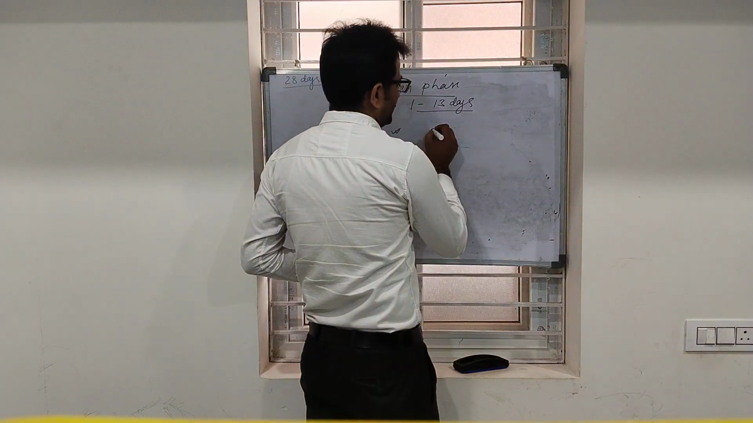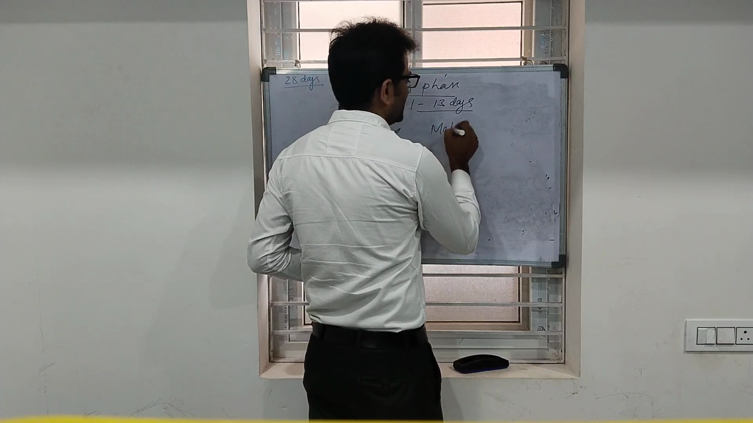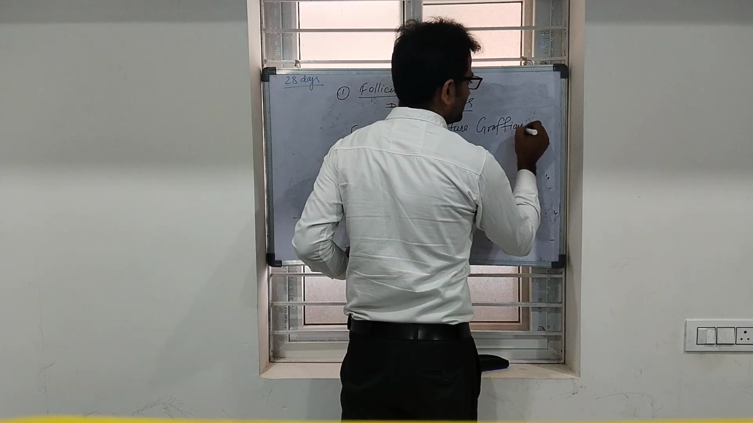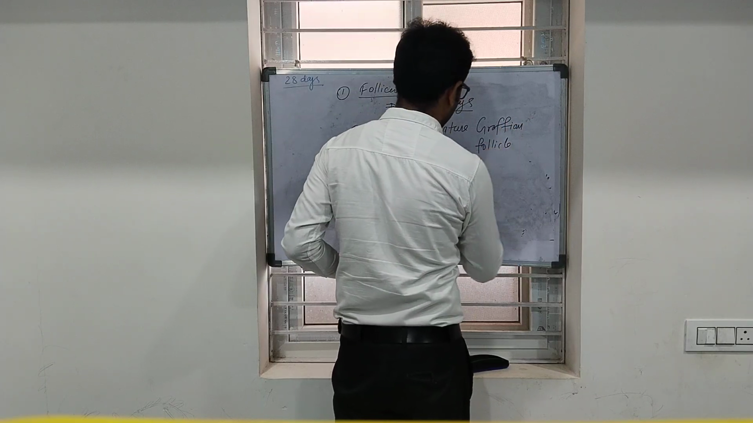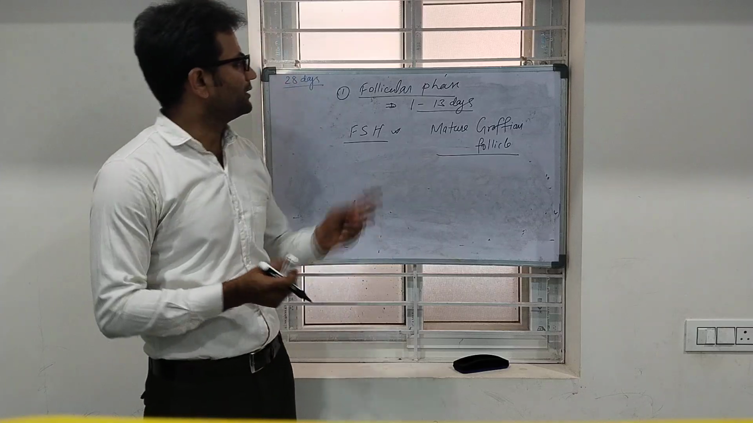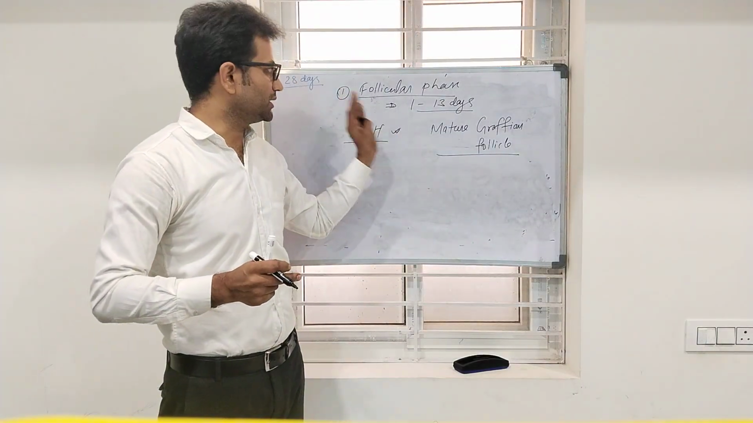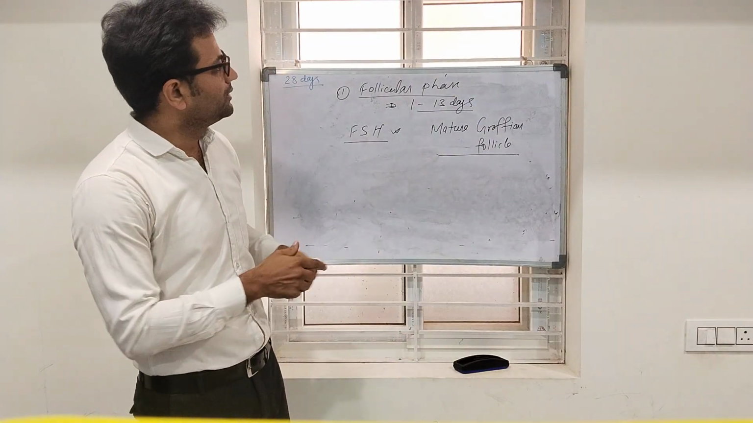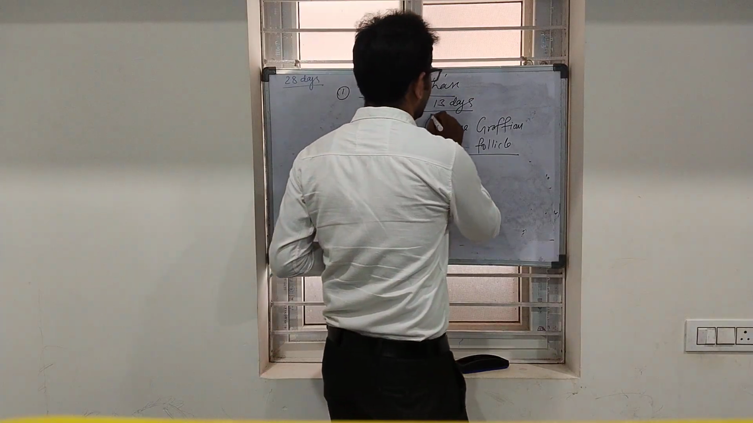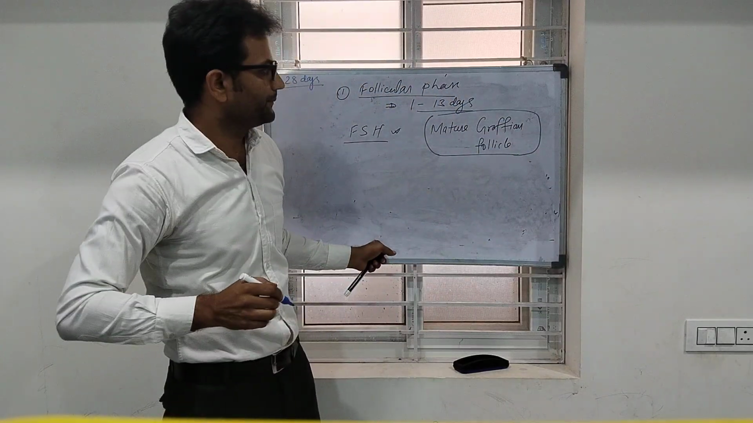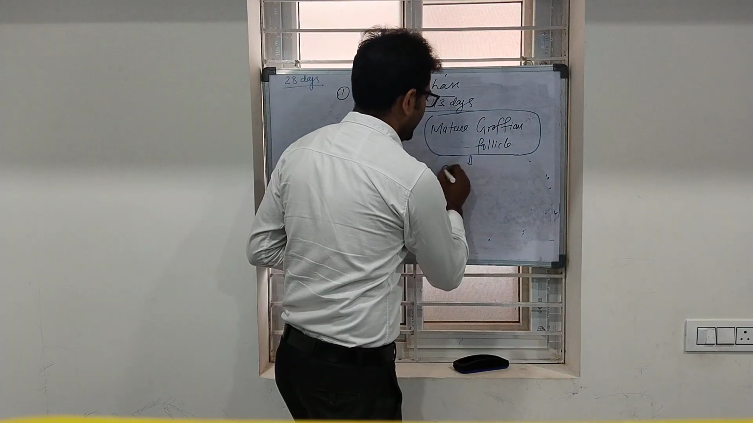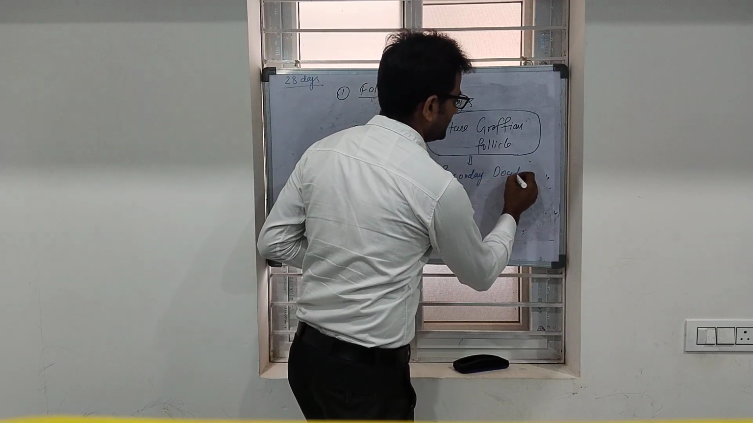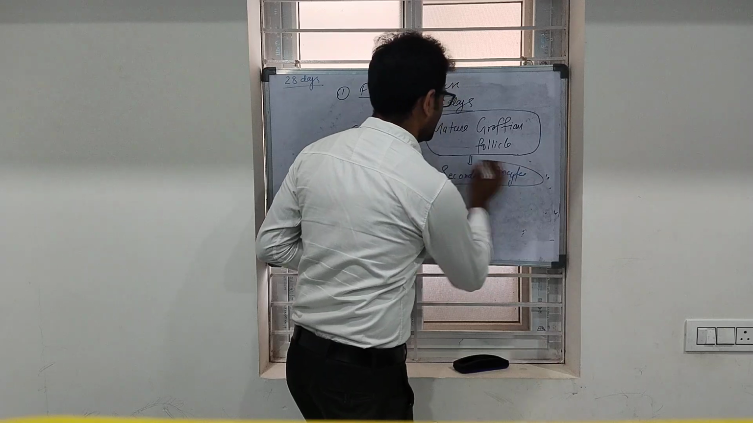One mature Graafian follicle will be formed. In this phase, the primary follicles in the ovary change into secondary and tertiary follicles, and ultimately one mature Graafian follicle will be produced. Inside this mature Graafian follicle, if you see, the ovum is present at the secondary oocyte stage.